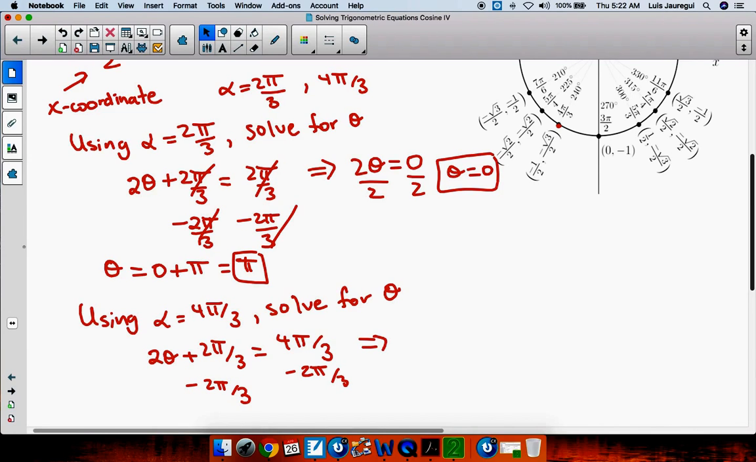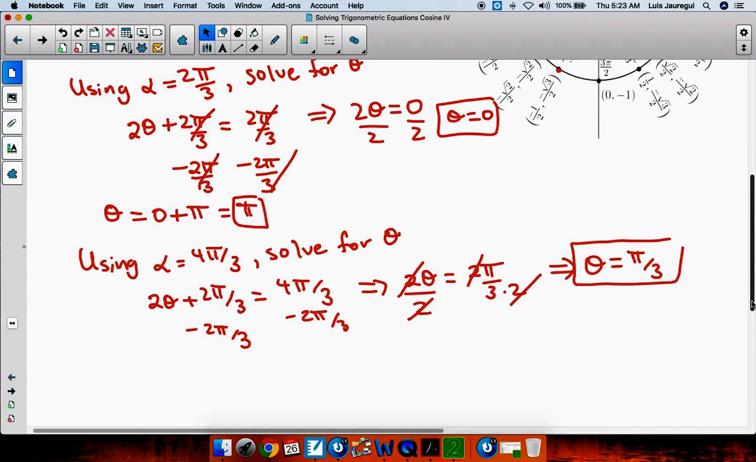And we get that 2 times theta is equal to 4 pi minus 2 pi, all of it over 3, so that is 2 pi over 3. Let's divide by 2 on both sides to get theta by itself. We notice that the 2's cancel here and here. So we get that theta is equal to pi over 3. So that is another solution for us.